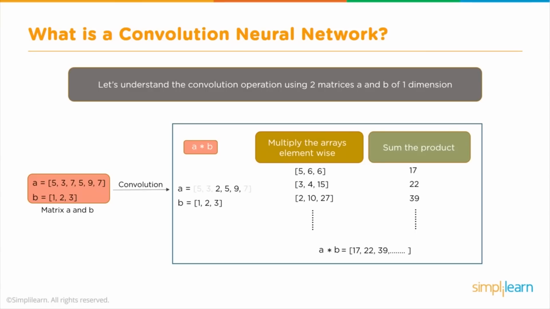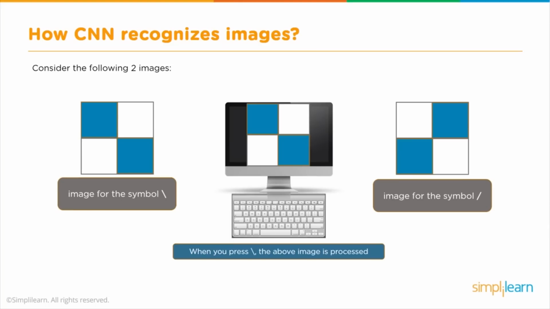Let's go ahead and flip over again back to our images. Here we are back to our images, talking about going to the most basic two-dimensional image you can get to. Consider the following two images. The image for the symbol backslash. When you press the backslash, the above image is processed. And you can see there the image for the forward slash is the opposite. So when we click the forward slash button, that flips. Very basic. We have 4 pixels going in. Can't get any more basic than that.